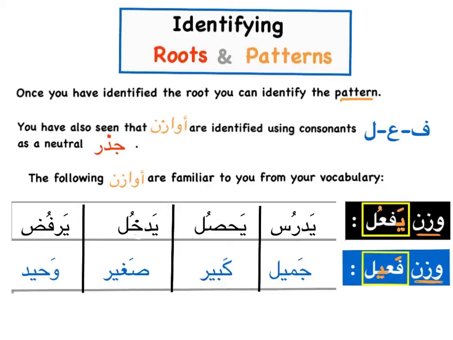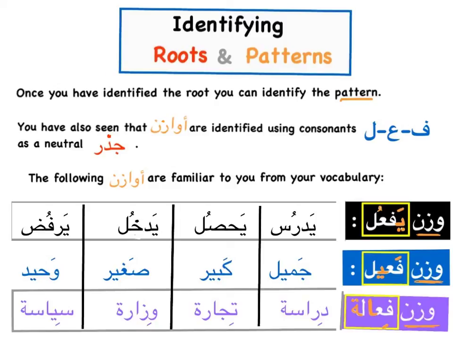Now for وزن فعيل, as you can see, in place of fa, ain, lam, you have جميل, pretty, كبير, big, صغير, small, وحيد, lonely. Again, you have the pattern. If you know the root, you can make words. Magic of Arabic. And last but not least, we have وزن فعالة: دراسة, study, تجارة, trade, وزارة, ministry, سياسة, politics. Notice the pattern with the placeholder letters, and all you have to do is insert the root and add the pattern letters.